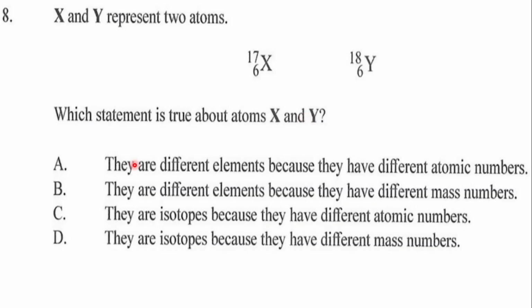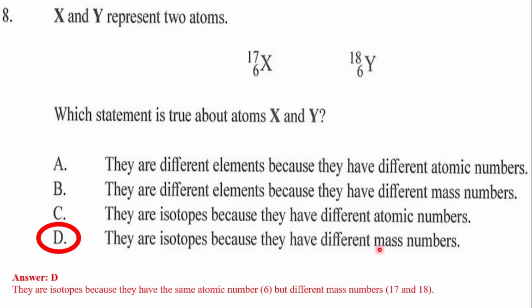Is it A, they are different elements because they have different atomic numbers? B, they are different elements because they have different mass numbers? C, they are isotopes because they have different atomic numbers? Or D, they are isotopes because they have different mass numbers? The correct answer is definitely going to be D. They are isotopes because they have different mass numbers.